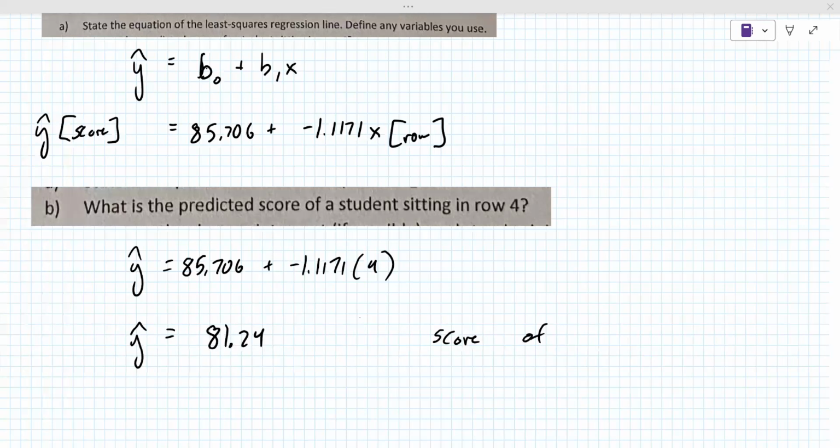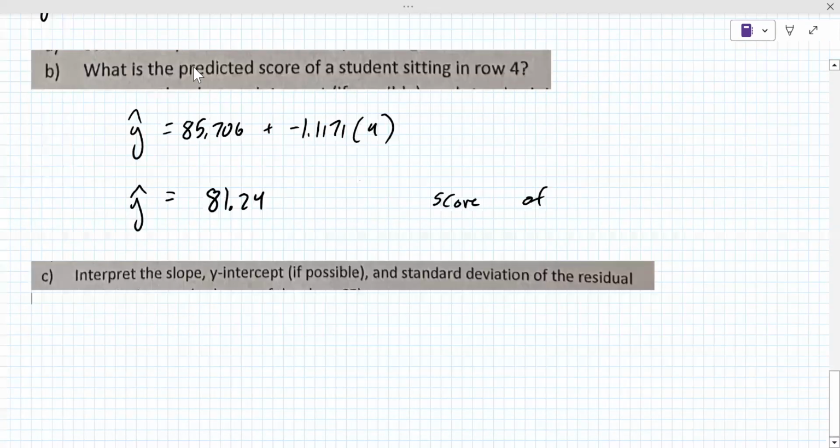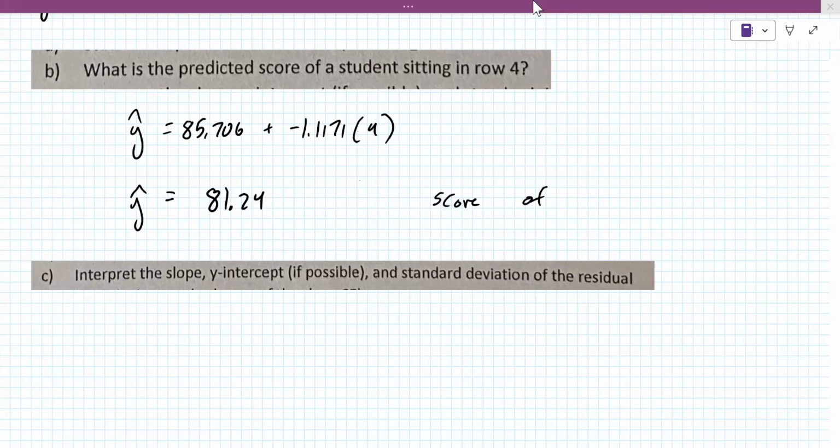All right, so let's see. Interpret the slope, y-intercept if possible, and standard deviation of the residual. Isn't that the s right at the bottom? s equals 10.0673. That is the standard error of the equation. That's right.